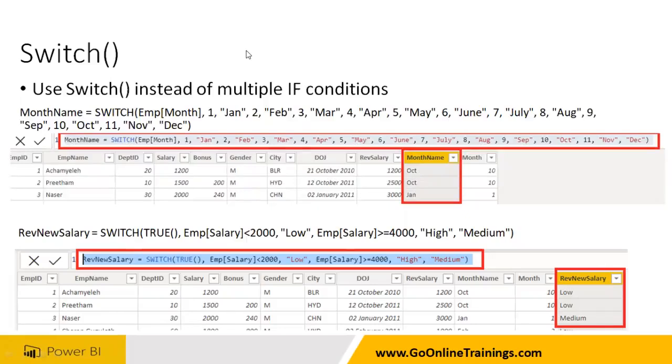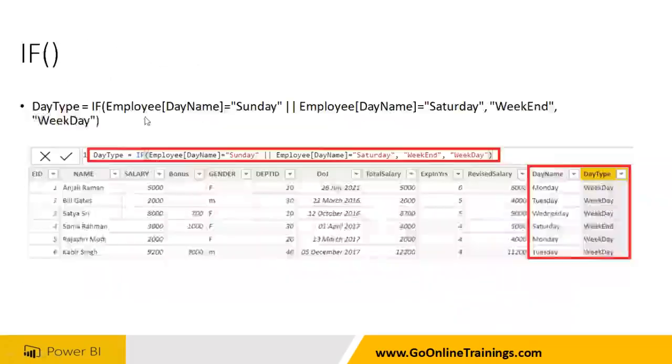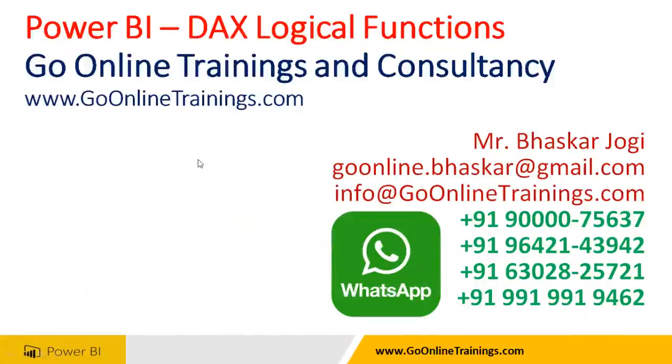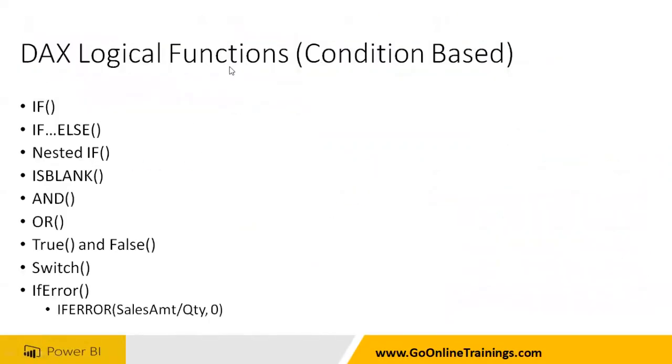Okay, so let us go back. And what are the other logical functions we have? We discussed if and else, nested if, and switch case also. And is blank, and, or, true, false. True means it's going to give you true, false means it will give false. We'll understand these simple things as well.